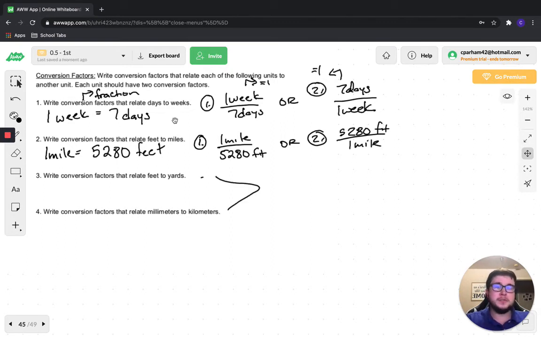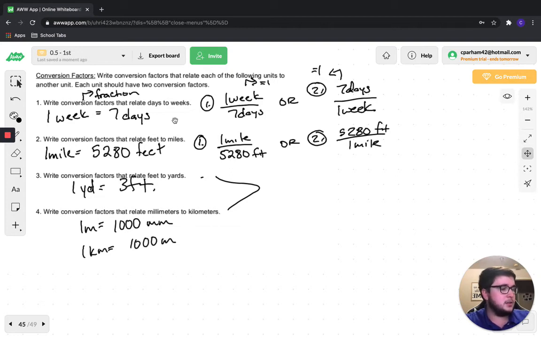You're welcome to pause the video and see if you can write conversion factors that relate feet to yards. Remember, 1 yard is 3 feet. And then see if you can write conversion factors that relate millimeters to kilometers. And so you might not know that conversion right off the top, but if you know that 1 meter is equal to 1,000 millimeters, and if you know that 1 kilometer is equal to 1,000 meters, then you may be able to work out a couple of conversion factors there. So give these two a shot. You can pause the video, answer those just to get a little bit extra practice.